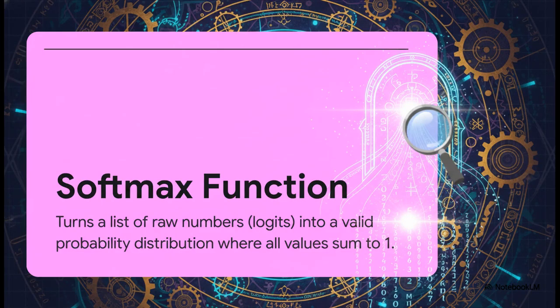But wait, the output from that final vector isn't a word, right? It's just another big list of raw numbers, sometimes called logits. So how do we turn that into an actual word? We use a neat little mathematical tool called the Softmax function. What Softmax does is take that messy list of numbers and transform it into a clean list of probabilities. It gives a score from 0 to 1 for every single word in its vocabulary. And of course, the word with the highest score is the one the model thinks is most likely to come next.